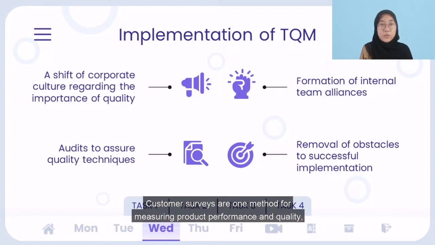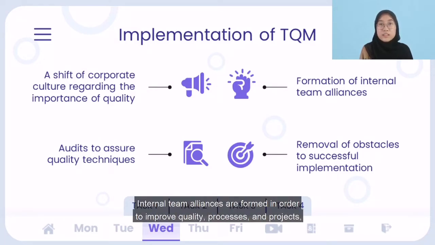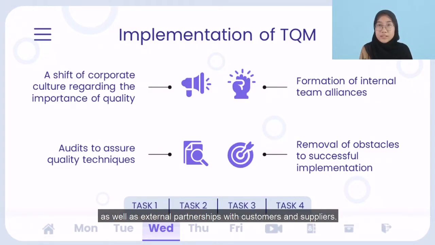Customer surveys are one method for measuring product performance and quality, and they can assist managers in identifying design or manufacturing issues. Secondly, formation of internal team alliances. Internal team alliances are formed in order to improve quality, processes, and projects, as well as external partnerships with customers and suppliers.